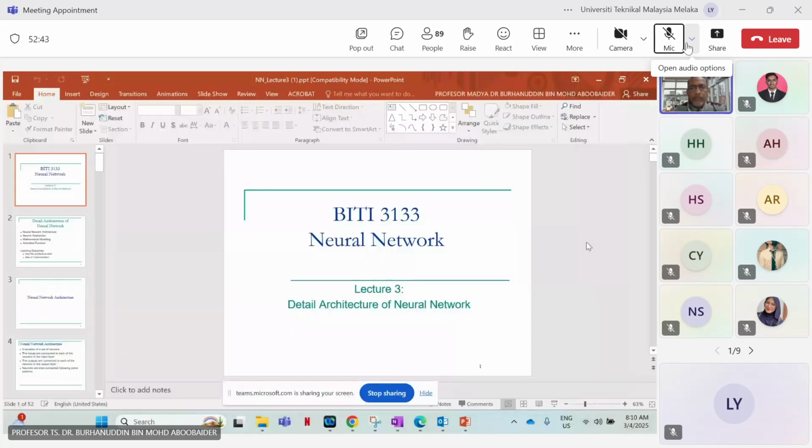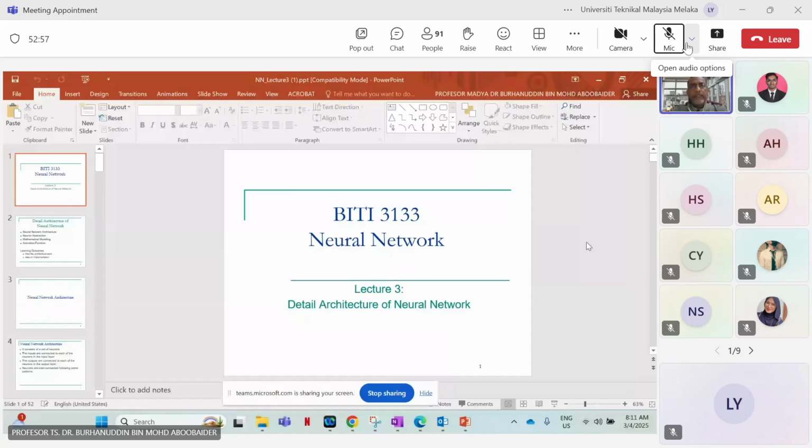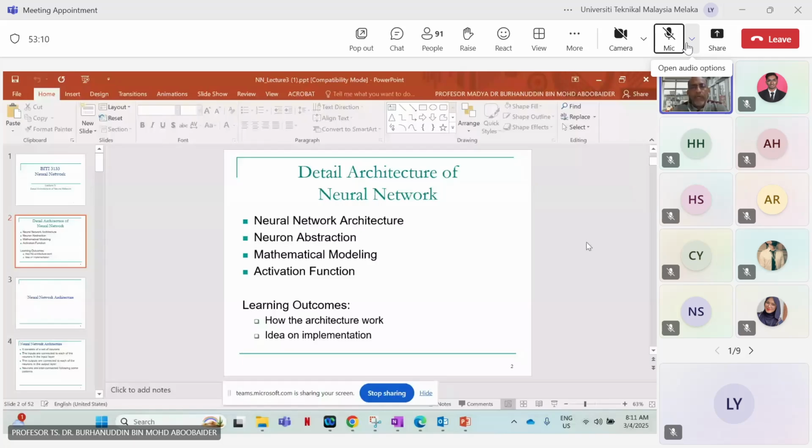Okay, so this is our lecture 3. We will discuss today the detailed architecture of a neural network. So we have covered a few topics. Topic 1 and topic 2, where we covered the introduction to neural network, as well as the history of neural network. And now we are going into more detail on the architecture of neural network, where in this topic we will cover neural network architecture, neuron abstraction, mathematical modeling, and also activation function. There are many mathematics and statistics involved in this neural network. And at the end of the class, you should know how the architecture works and have some idea of the implementation of neural network using a computer. All right, is it okay, class?